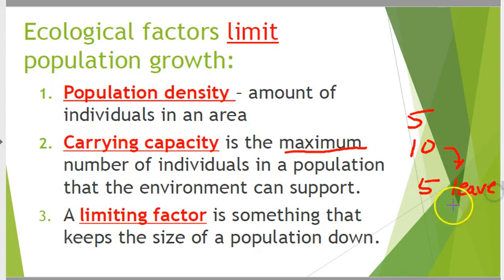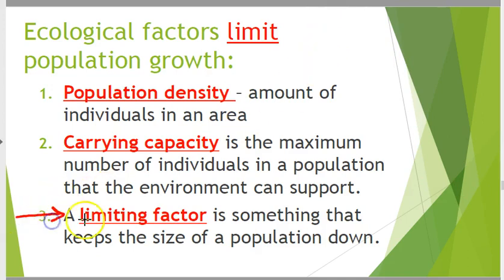What? Somebody said it. Competition's going to happen and 5 of them are going to do what? They're either going to move or they're going to die. All right, because the land can only support that many. We call these things limiting factors. Something that keeps the size of the population down or keeps it limited. All right.